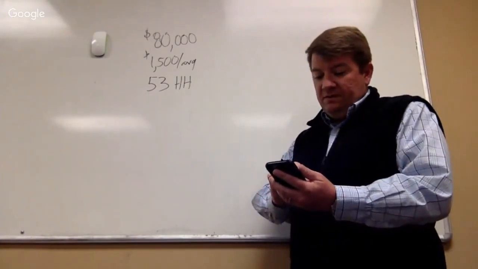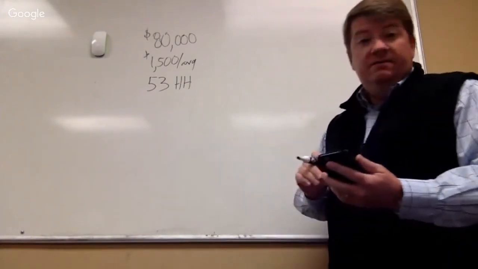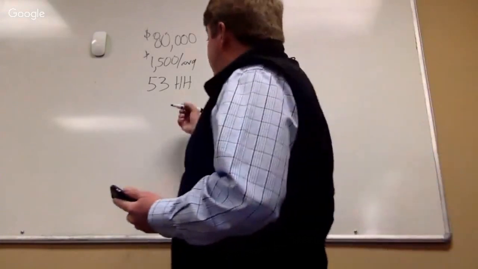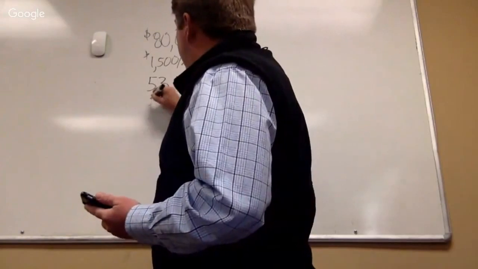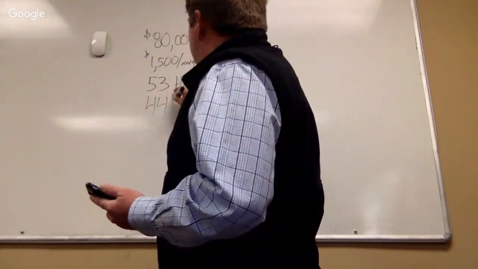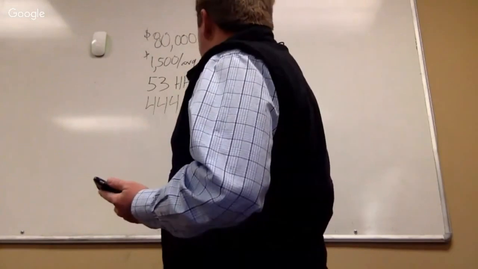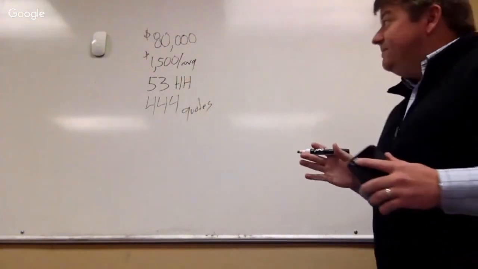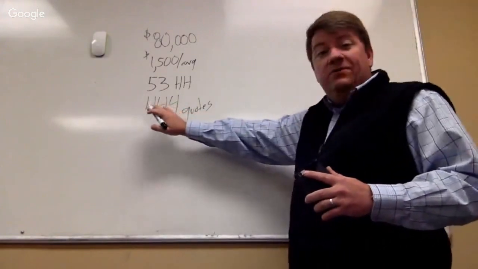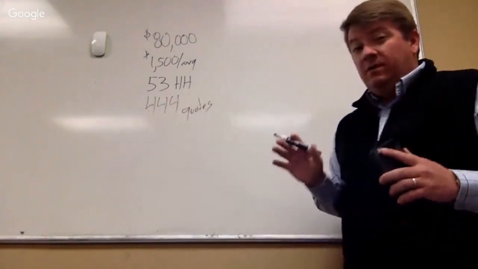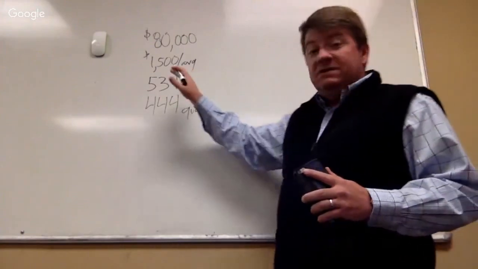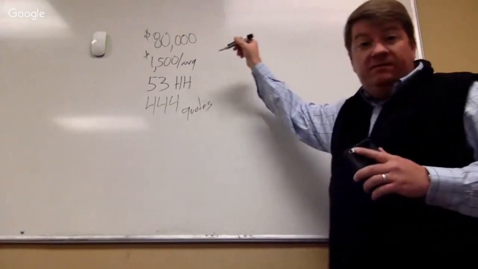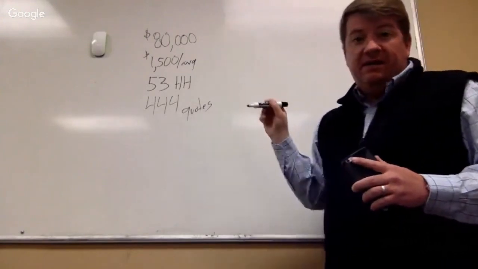So what we're going to do is we're going to take 53 divided by 0.12, 444 quotes. Okay. So if you and your team does 444 quotes, you will sell 53 households. If you sell 53 households at an average premium of 1,500, you're going to hit 80,000.